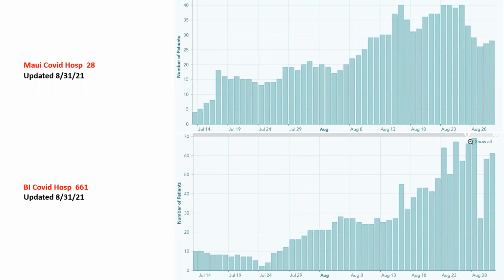The bottom graph is the Big Island, the past month and a half. Now on the Big Island, there's an error on August 29th, by the way. That big dip on August 29th is not a true dip. That's a reporting error. I think they accidentally input Maui's number for the Big Island on August 29th. So right now it's in the 60s for the Big Island for COVID hospitalizations, and still trending up, not as fast as it was earlier, but still trending up.